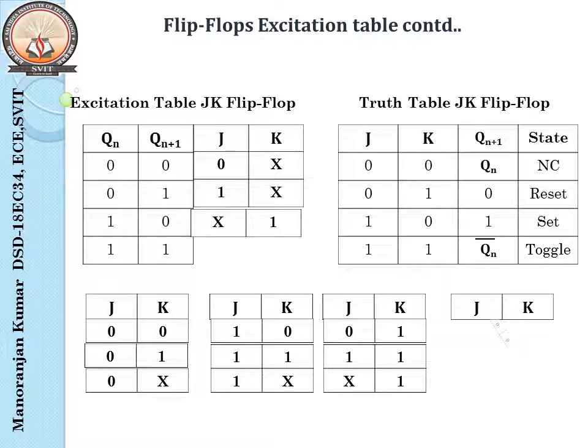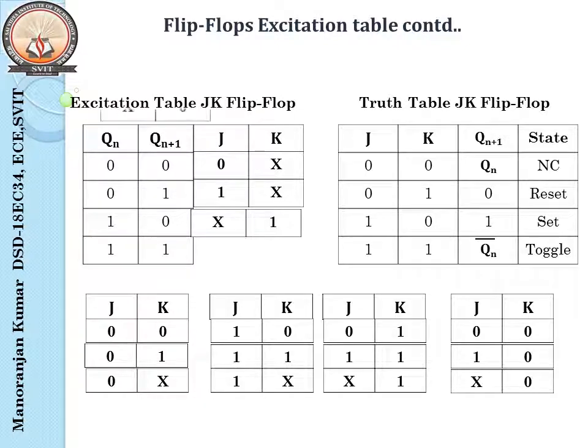In the same manner, I'll find the last value. It is the no change condition and the output is 1. So for output 1, it is the set condition. For that, the input is 1 and 0. If I simplify this, I'll get x0. So this is the excitation table of your JK flip-flop.